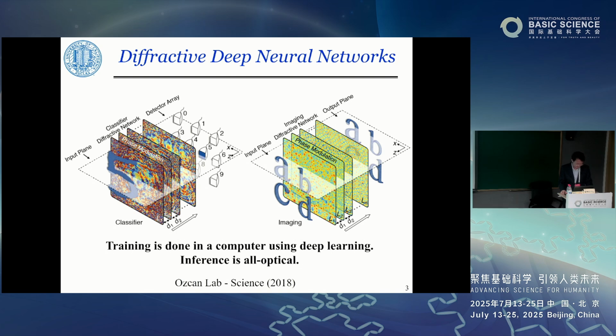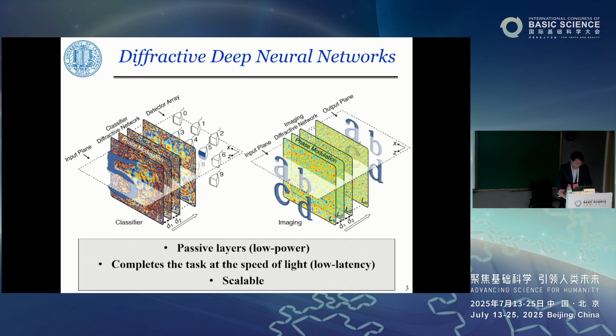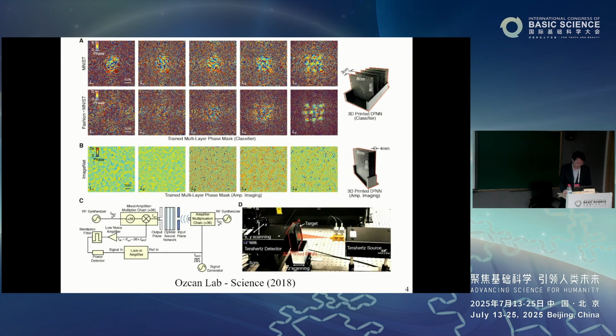So as we can see, the architecture features passive layers with low power consumption, which complete the task at the speed of light and low latency with an in-memory computing paradigm, and it can be easily scaled up to have more layers or more neurons for more complex tasks. Based on the trained models, the diffractive modulation layers are fabricated, for both classification networks and imaging networks, using a 3D printing process.